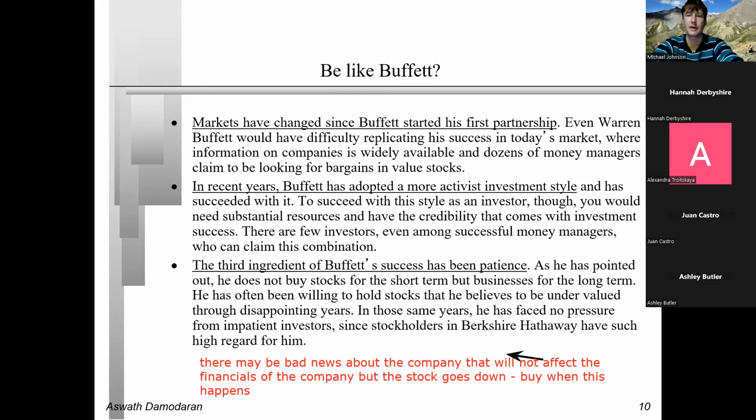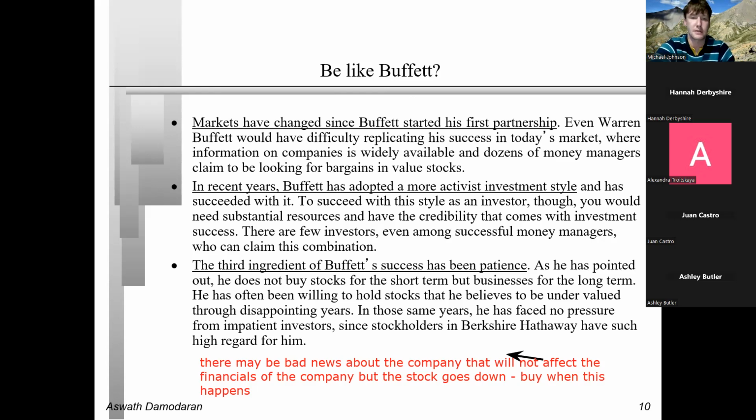Now Buffett, in recent years, has been developing more of an activist investment style. As a small investor, we're not able to do that, but he can, because he can buy a whole company and then change it from the ground up. That's what an activist investor does, and that can be a big profit.